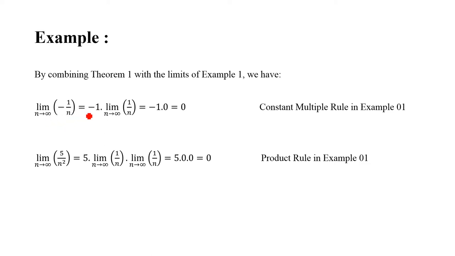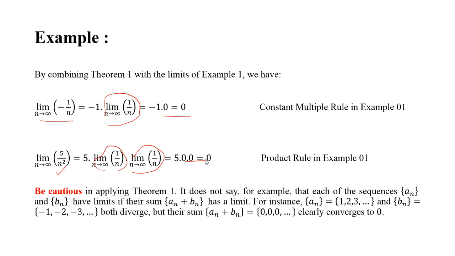The limit of minus 1 over n can be written as minus 1 times the limit of 1 over n, and we know that the limit of 1 over n is 0. So using the constant multiple rule, the limit of minus 1 over n as n approaches infinity is also 0. Similarly, the limit of 5 over n squared as n approaches infinity can be written as 5 times the limit of 1 over n times the limit of 1 over n. We know that this is 0 and this is 0, so the product rule tells us the limit of this sequence is also 0.